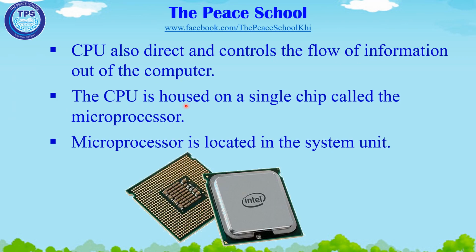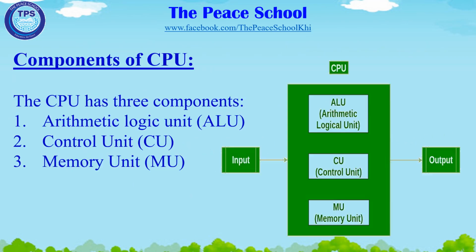The CPU is housed on a single chip called the processor, the microprocessor. This is a picture of a microprocessor. The microprocessor is located in the system unit.